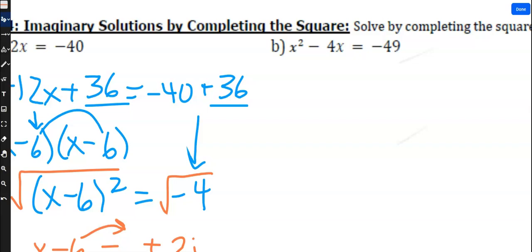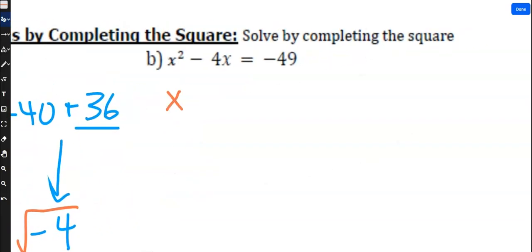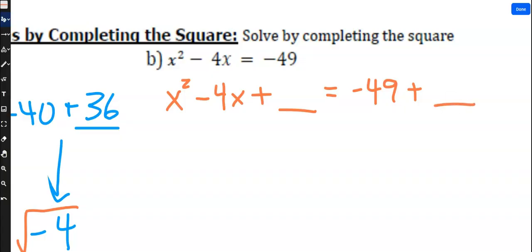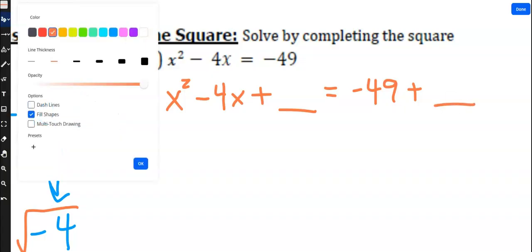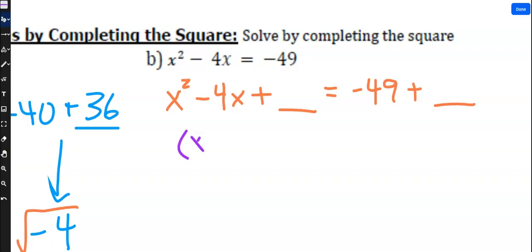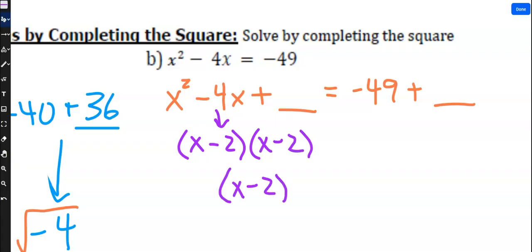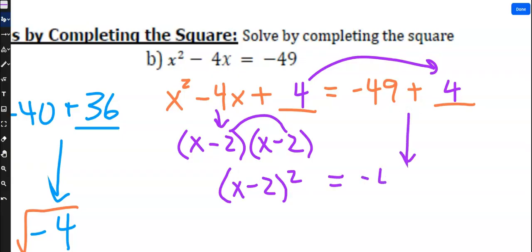So let's look at that next one. X squared minus 4x plus blank equals negative 49 plus blank. All right. So let's see here. We take half of negative 4, that's x minus 2, right? X minus 2, we want them both to be the same. But that could only happen with negative 2 times negative 2, which is positive 4. And of course, you copy it to the other side because you can't do it to one side without doing it to the other. And then that would give me negative 45.